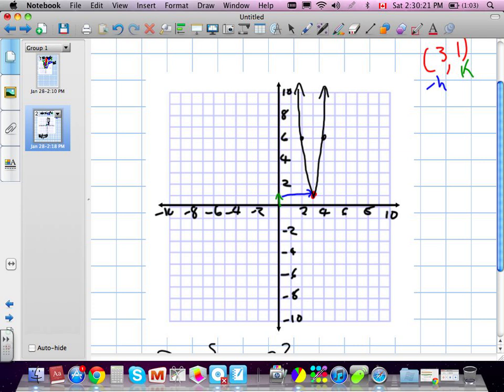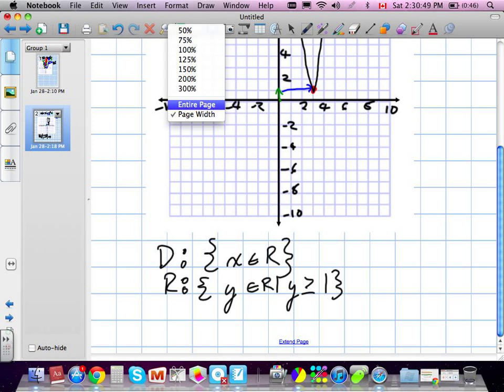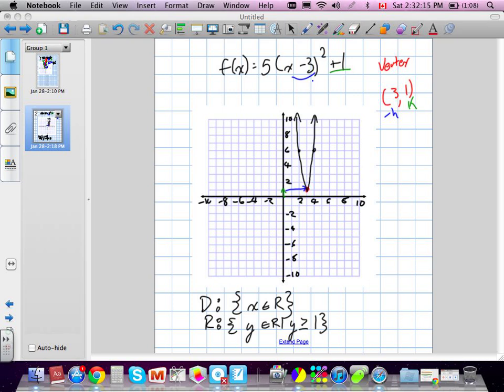Okay, now our range. Same idea, this is a continuous function, so it's going to be y in R such that there is a restriction. What's the restriction on this function here? What is it? 1. Is y going to be greater than or less than? Yeah, that's right. It only exists above 1. Anything below 1, there is no function there. So y is every real number such that y is greater than or equal to 1. That's the range of that function there.